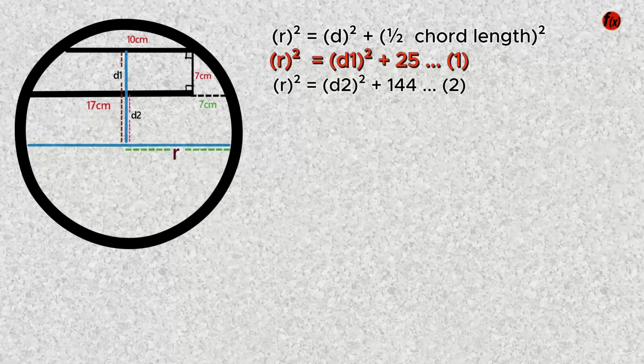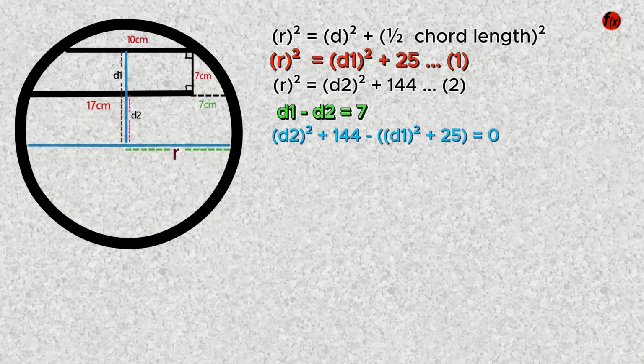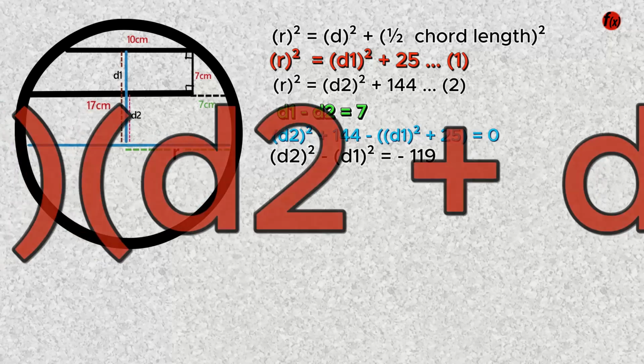Since the two chords are parallel and 7 centimeters apart, the vertical distance between them is 7 centimeters. Thus, we have d1 minus d2 equals 7. Subtracting equation 1 from equation 2 yields d2 squared plus 144 minus (d1 squared plus 25) equals 0. So d2 squared minus d1 squared equals negative 119.